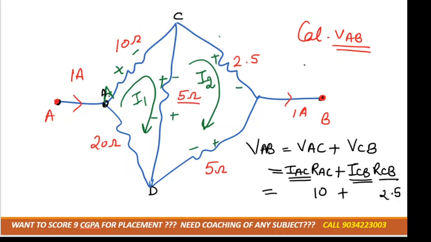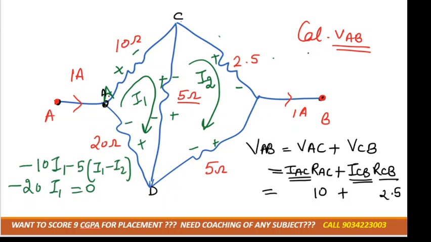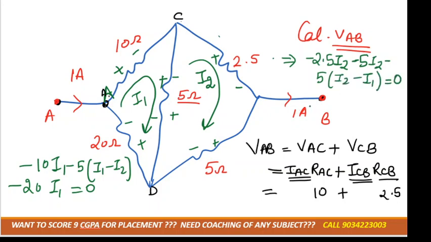Then for the first equation, the equation would be minus 10 I1 minus 5 (I1 minus I2) minus 20 I1 is equal to 0. For the second equation, minus 2.5 I2 minus 5 I2 and minus 5 of (I2 minus I1) is equal to 0. After solving these two equations, we'll get the values of I1 and I2.